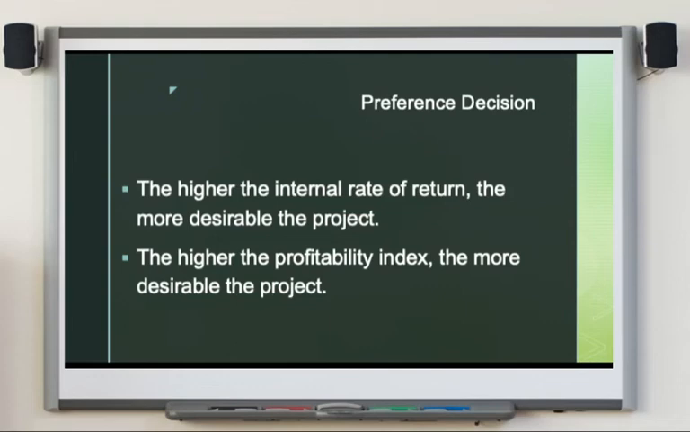Comparing profitability index and internal rate of return, profitability index is conceptually superior to the internal rate of return if they are both to be used under preference decision. The reason is that profitability index will always give a correct indication as to the relative desirability of alternatives, even if the alternatives have different lives and different patterns of earnings.